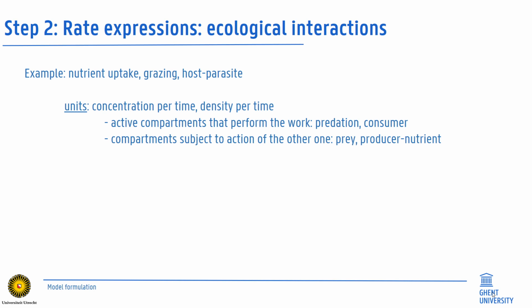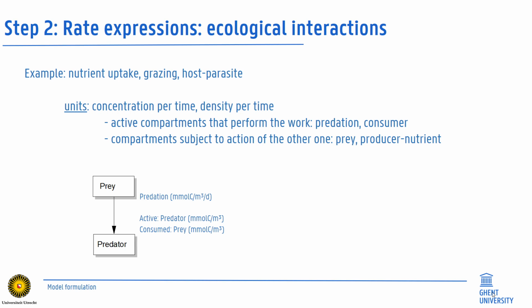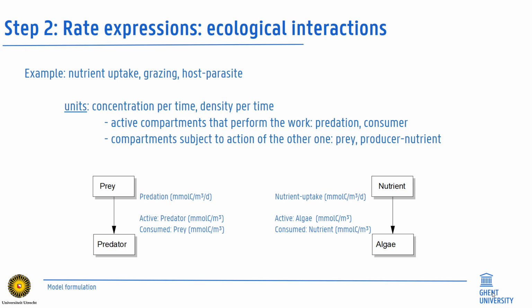Now, what about ecological interactions? These are, for instance, nutrient uptake by grazing, predation, or parasitism, and in typical cases such interactions are mediated by an active partner in crime, the predator or the consumer that is effectively performing the action, preying or consuming, and the partner or compartment that is subject to this action, so the prey for the predator or the nutrient pool for the consuming algae, for instance.